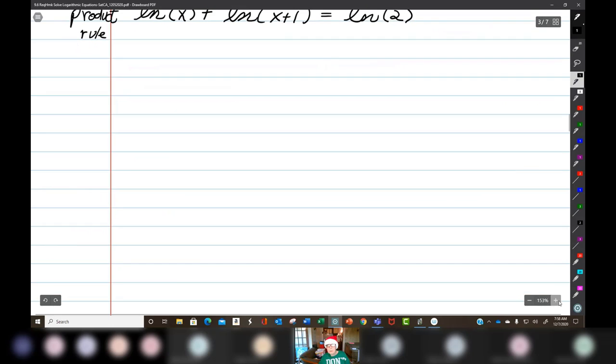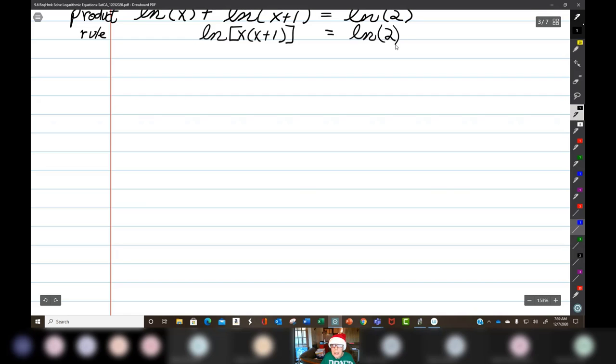Make this bigger for you. All right, so we're going to have the ln of x times x plus 1 equals the ln of 2. Now at this point, I would normally write log base e of the argument equals the base raised to the exponent equals the argument, but not here, because they're both logarithm statements, and the logarithm looks like this.